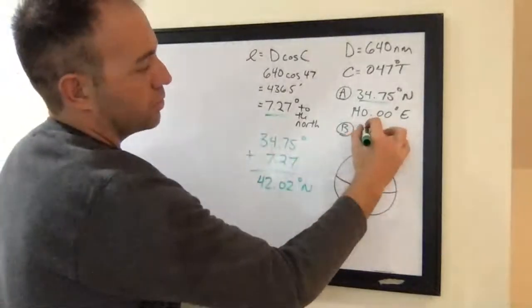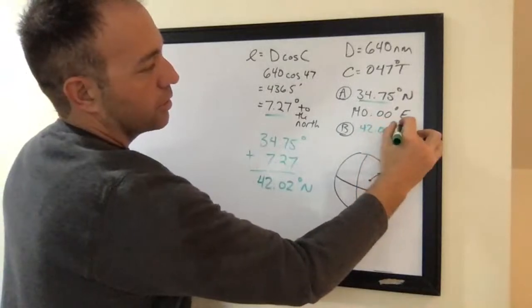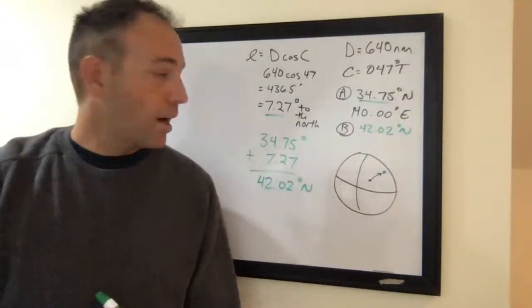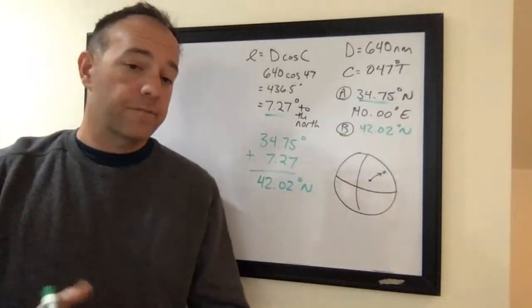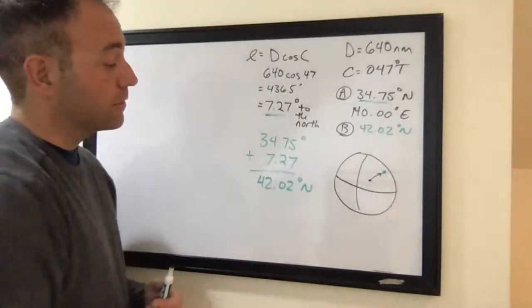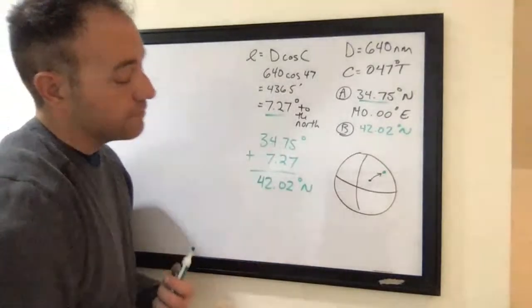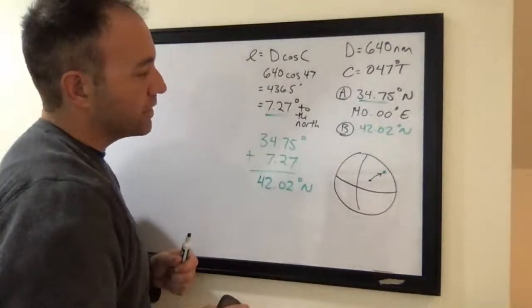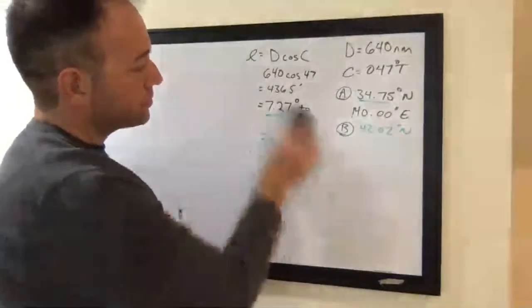So 42.02 north. So on a multiple choice test, again, like if that was the answer and that was the only one of those, you could feel pretty confident in moving on and saving your time for other problems that you have trouble with. You do remember just have to convert this back to minutes, which we will do momentarily. But in the interest of time, we'll move on here.